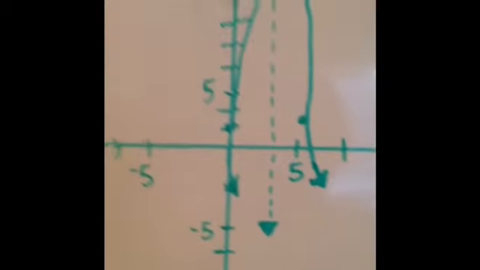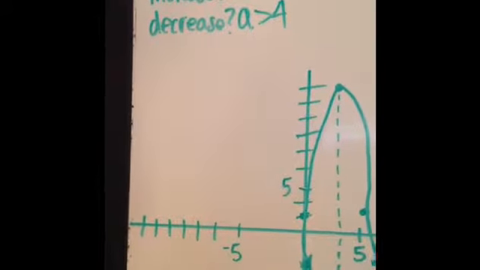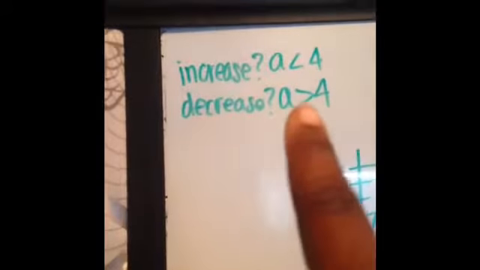And then you write down where it increases and where it decreases. So it increases when x is less than 4, and then it decreases when x is greater than 4.